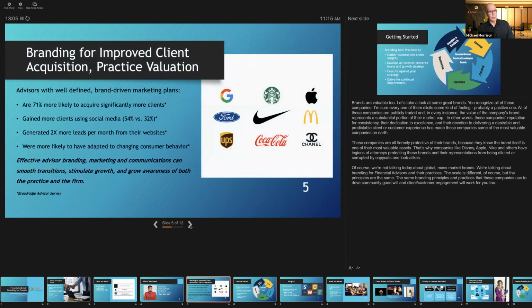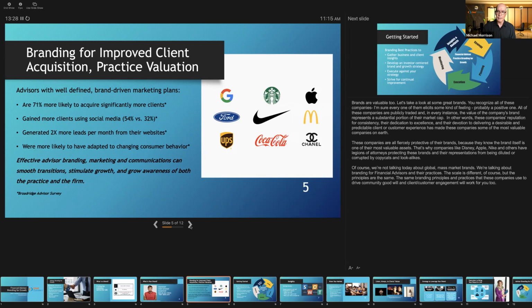Brands are valuable too. Let's take a look at some great brands. You recognize all of these companies, and I'm sure every one of them elicits some kind of feeling, like I was just talking about. Probably a positive one. Maybe not. Maybe you're a Chevy person, or maybe you don't care for scents, but like at Chanel. But all of these companies are publicly traded.